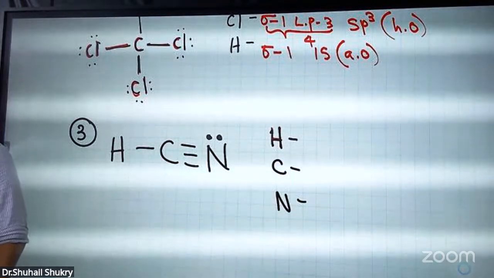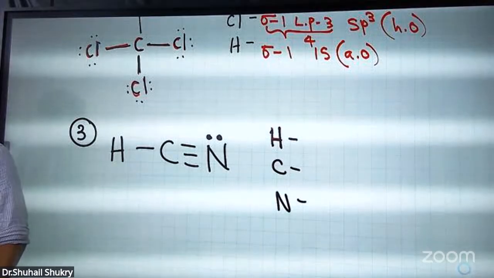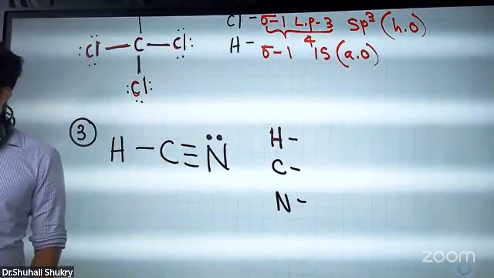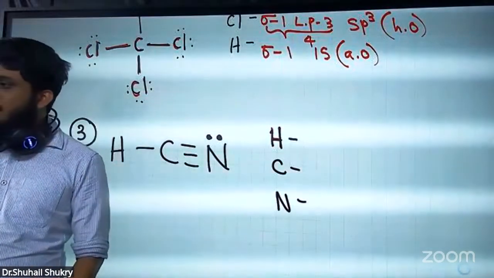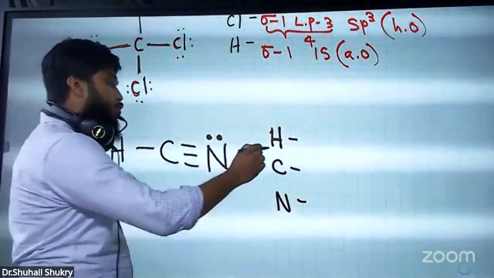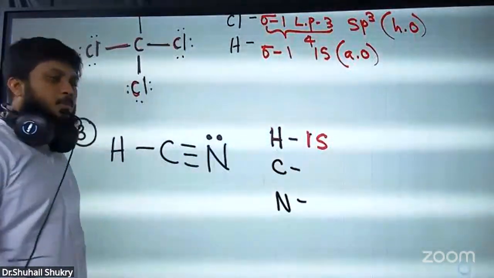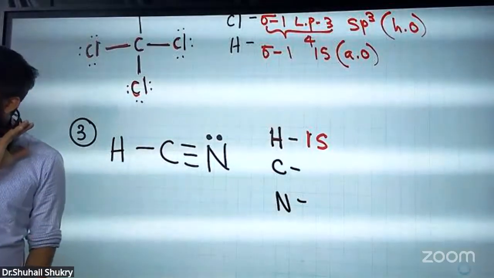I hope you would have got the answers. Hydrogen. Wherever hydrogen comes, always it is oneness. Hydrogen can bond with only one sigma bond. Other than that, hydrogen can't bond any other way.